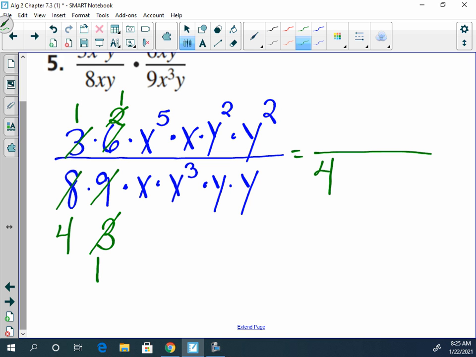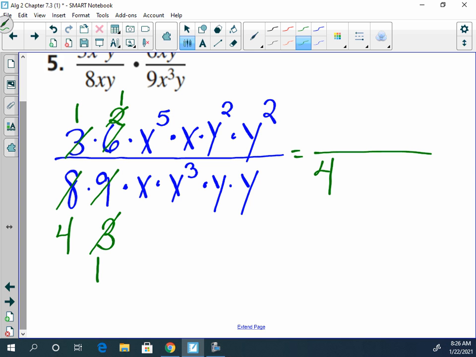Questions on this here? And if you wanted to double check and make sure, we could take a calculator and do 3 times 6 over 8 times 9 and hit enter, and it'll give us 1/4. It'll give us the 4 on bottom. Okay, let's look at our variables.